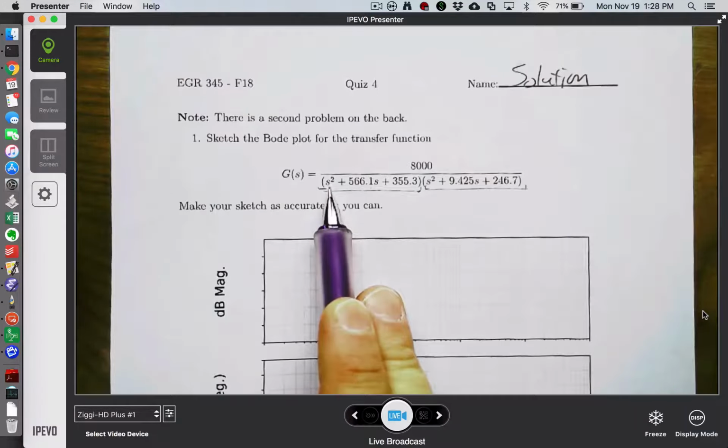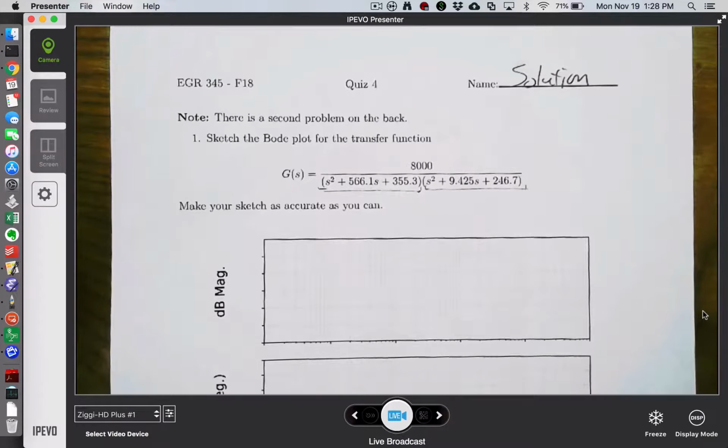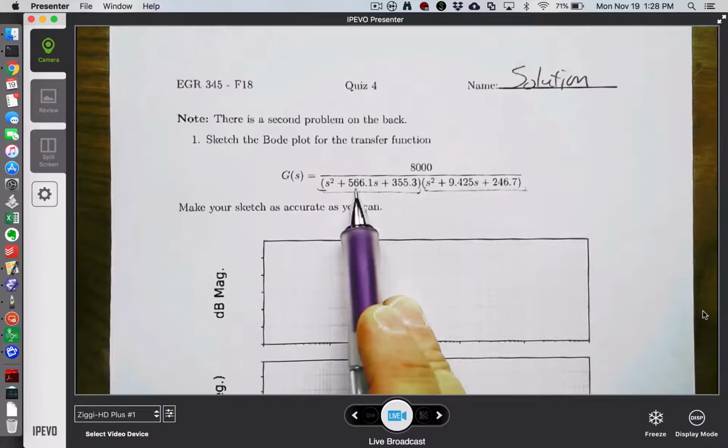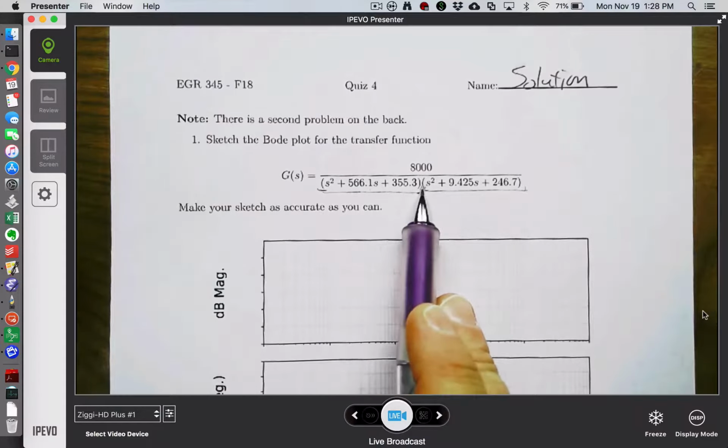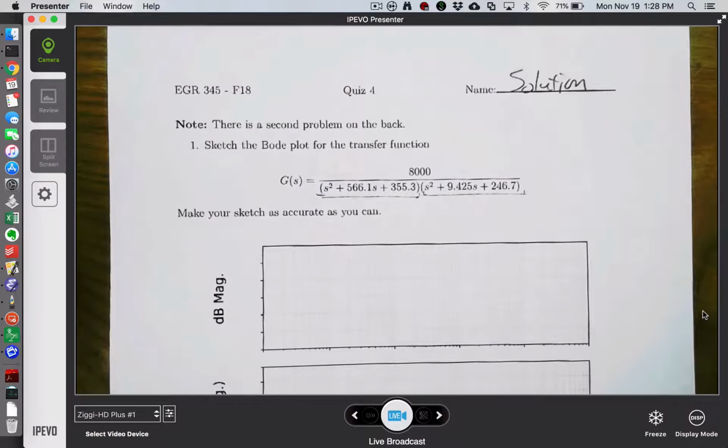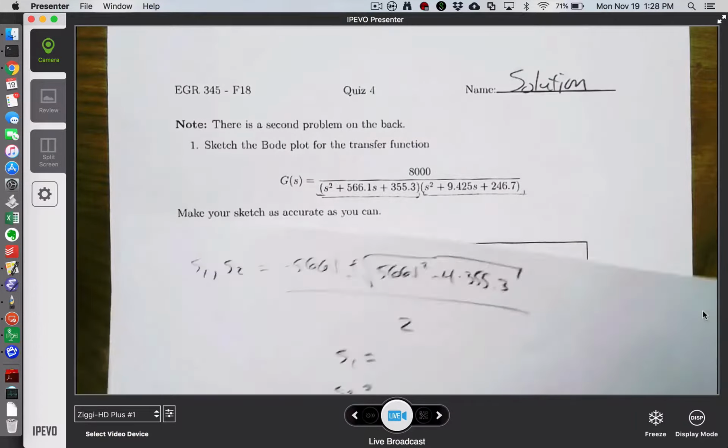is to say that because this is in an S squared form, these both must be complex conjugate poles. But we should verify that, especially we ought to be suspicious. This is pretty large compared to this guy, and so this may be an overdamped form that we could then factor into two real poles.